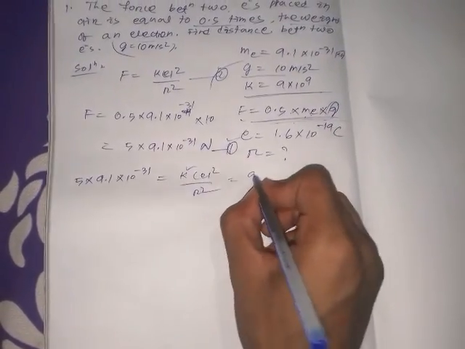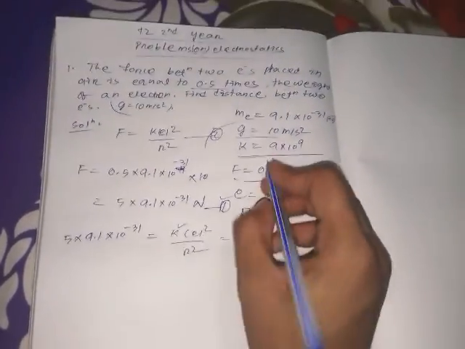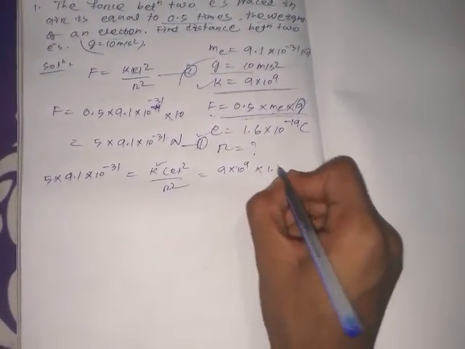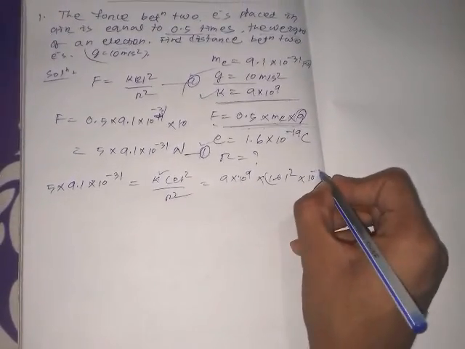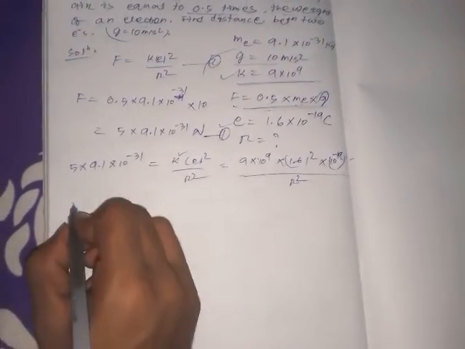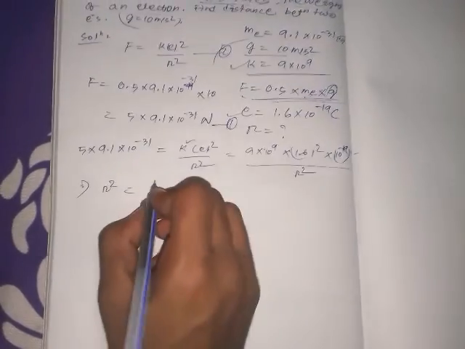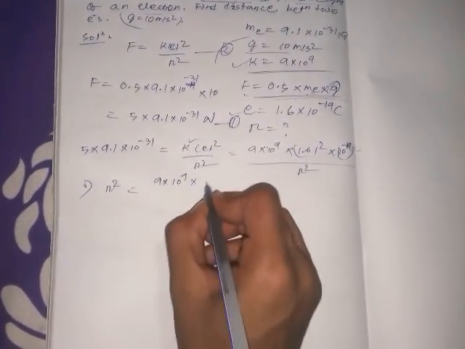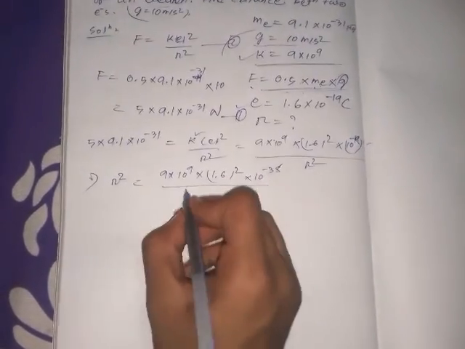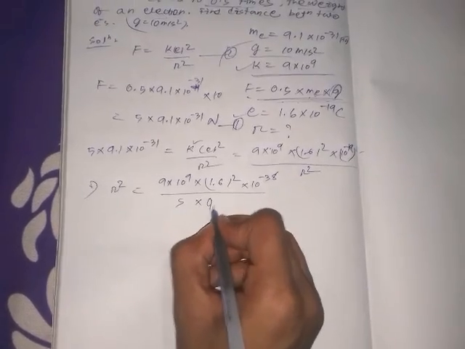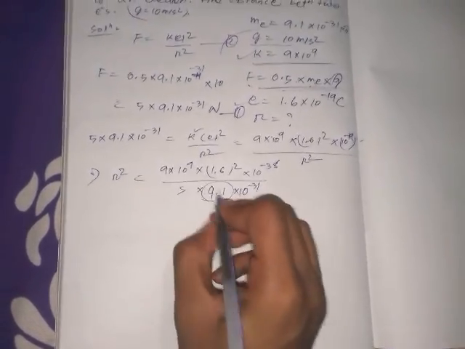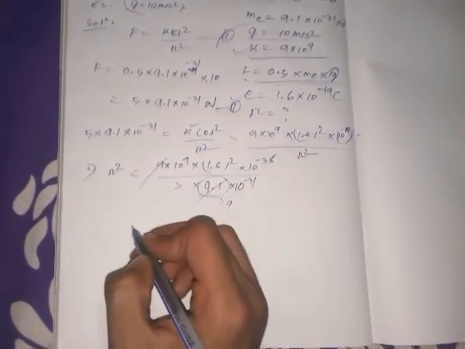Here the value of k is 9 into 10 to the power 9, into the charge on electron 1.6 whole square into 10 to the power minus 19 whole square upon R square. This implies that R square is equal to 9 into 10 to the power 9 into 1.6 square into 10 to the power minus 38 upon 5 into 9.1 into 10 to the power minus 31. 9.1 is nearly equal to 9, then it will be cancelled.